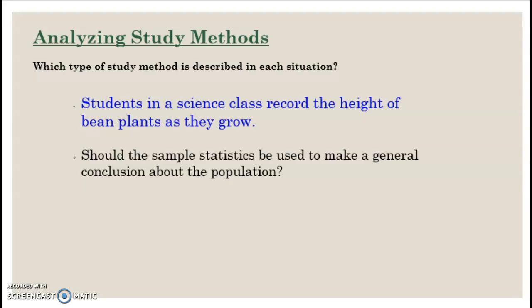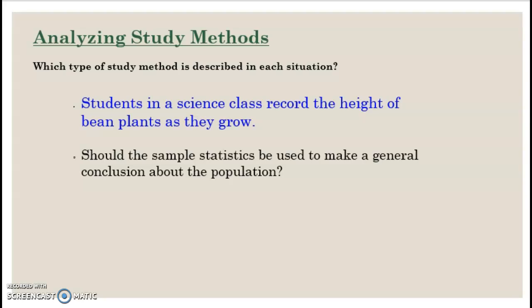All right, which type of study method is described in each situation here? Students in a science class record the height of bean plants as they grow. Okay, well, this would be an observational study because you're not trying to affect anything. You just want to observe what happens.